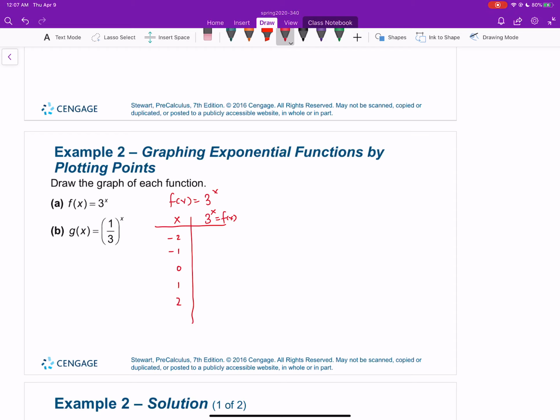So this gives me 3 to the negative 2, which is 1 over 9. I get 3 to the negative 1, which is 1/3. I get 3 to the 0, which is 1. I get 3 raised to the power 1, which is 3. And I get 3 raised to the power 2, which is 9. Now let's attempt to graph this function over here.